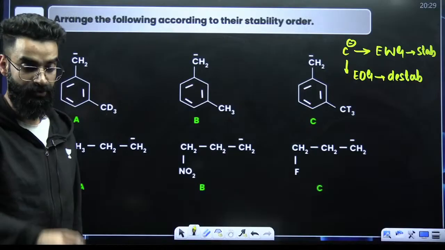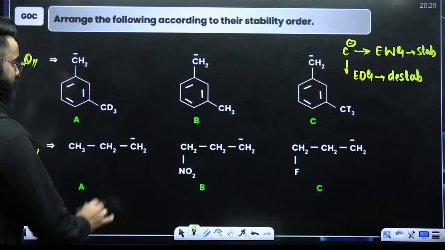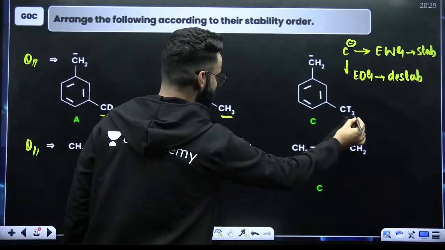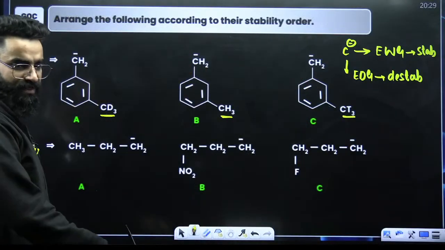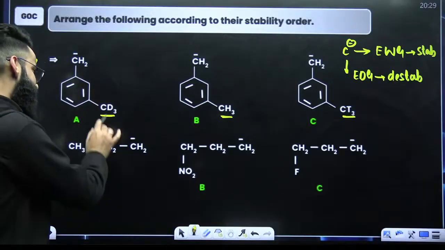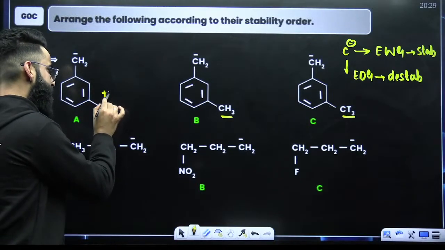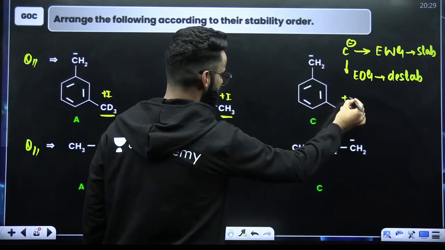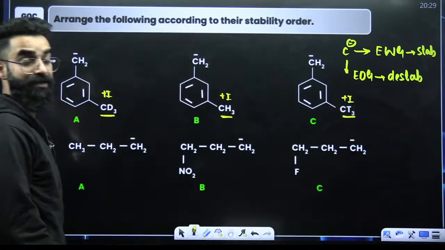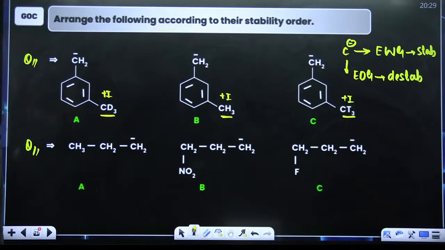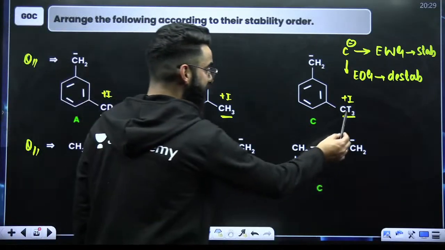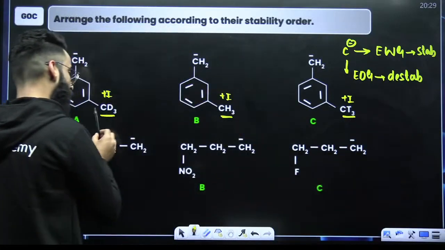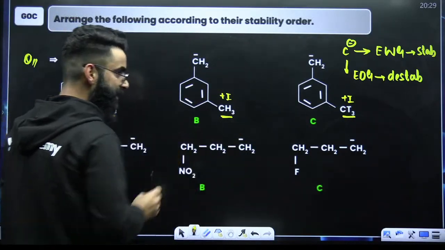Now tell me the answer. You should be able to solve this easily. See, guys, this is CD3, CH3 and CT3. Again, you can use the isotopic effect here, right? See, this is your electron donating group. It shows plus I at the meta position. It is also going to show plus I. This one is also going to show plus I, right? But when you look at your plus I series, CT3 shows more plus I, followed by this one, right?